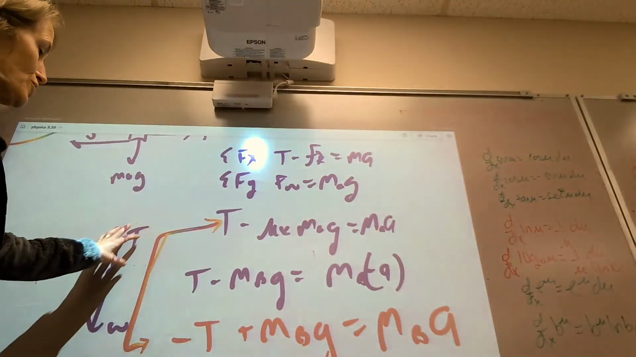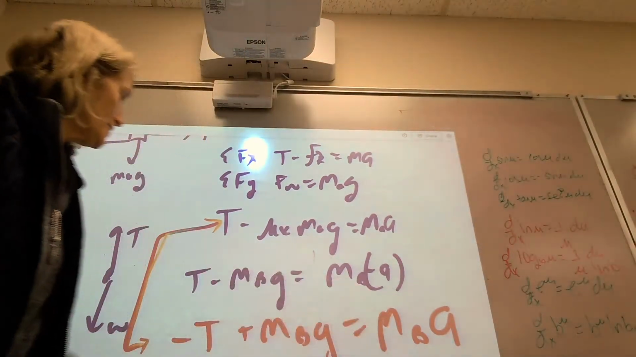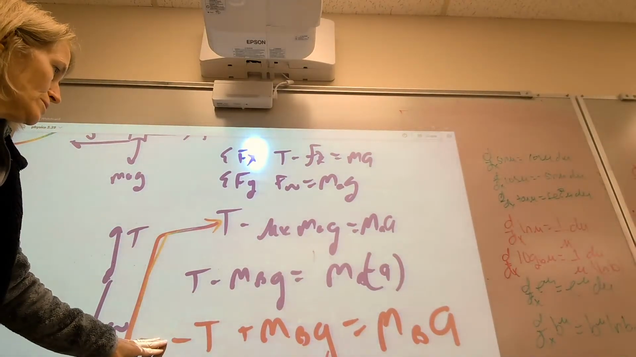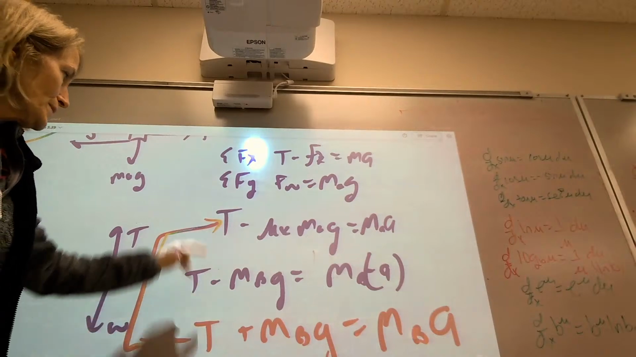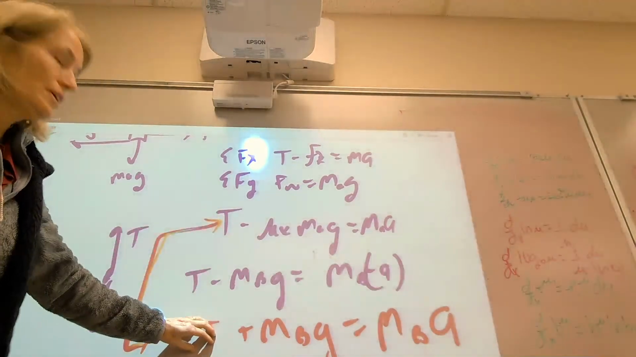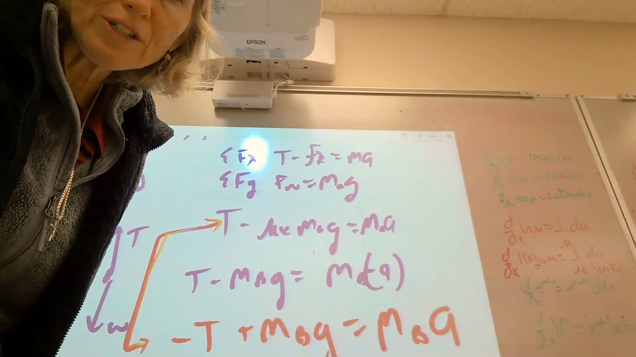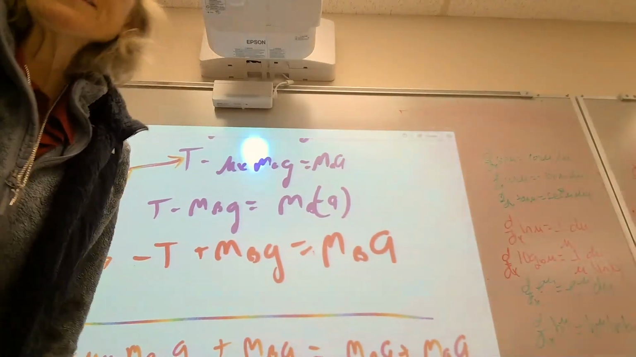Okay, so we've changed all our signs and we get this. Then you add this equation and this equation, and that gets rid of t. So you add the left side of the equation to the right side of the equation. Then you get this, right? Same standard thing we do.